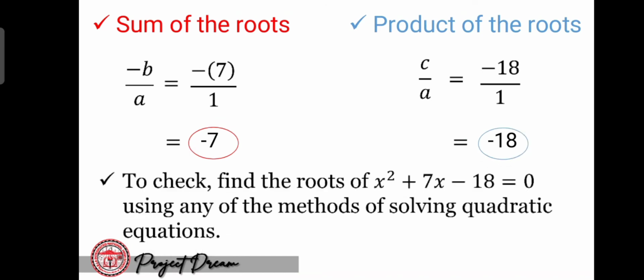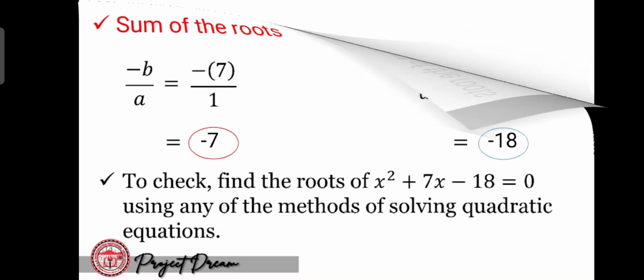To check, find the roots of x squared plus 7x minus 18 is equal to 0 using any of the methods of solving quadratic equations. In checking, we will use the method of factoring. So let us copy the given equation, which is x squared plus 7x minus 18 is equal to 0.